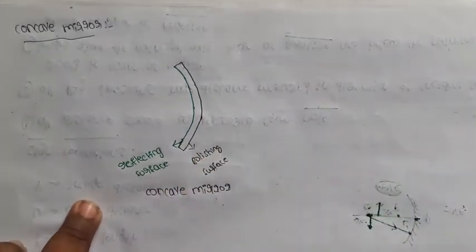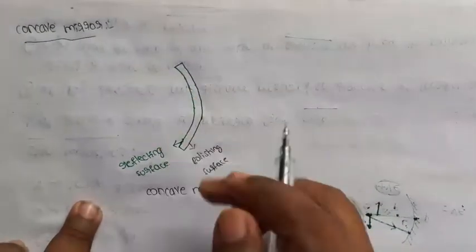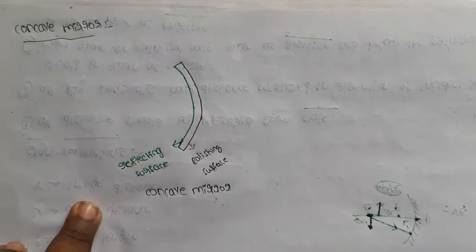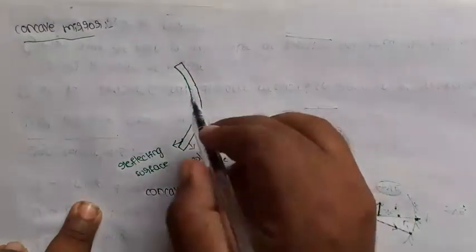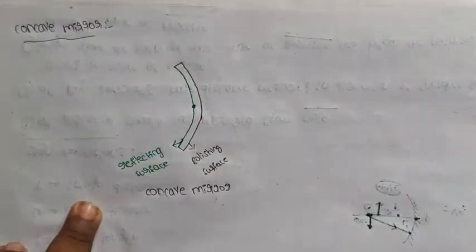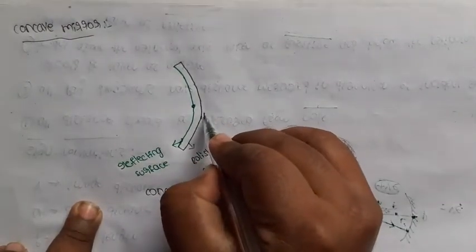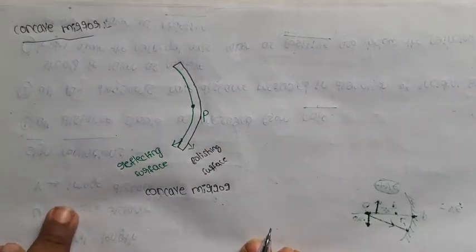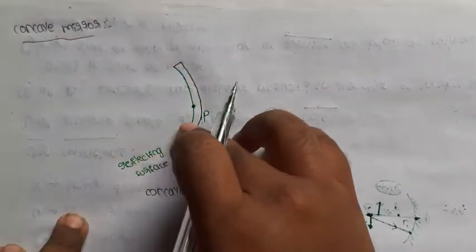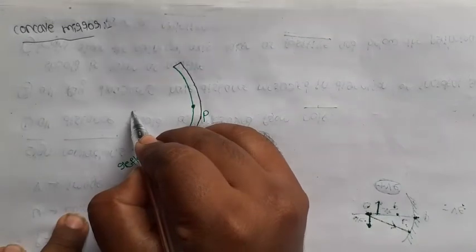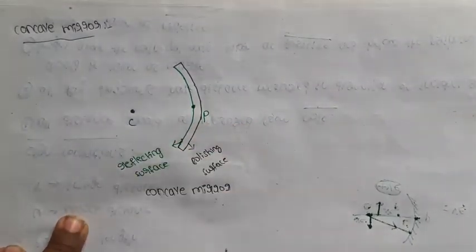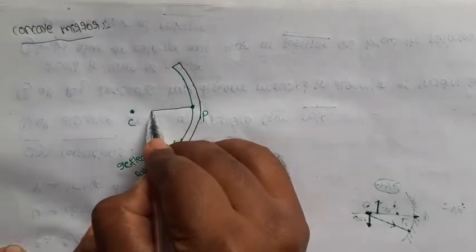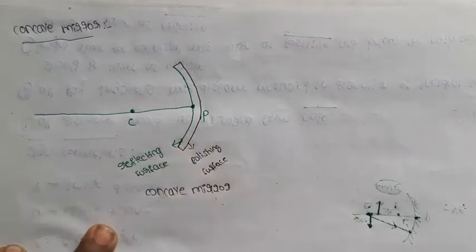So where is the pole of this concave mirror? The center of the curved surface. So this is a curved surface, this is the center of the curved surface, that is P. P means pole of the concave mirror. Where is the center of curvature? The center of the hollow sphere is called center of curvature. This is the center of curvature. The line passing from pole to center of curvature is called principal axis.